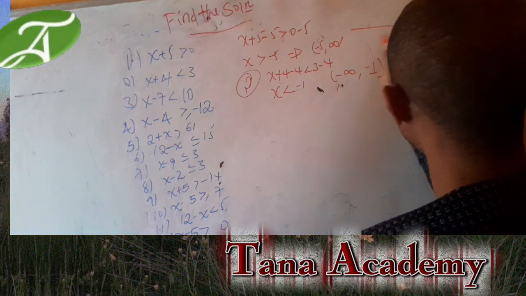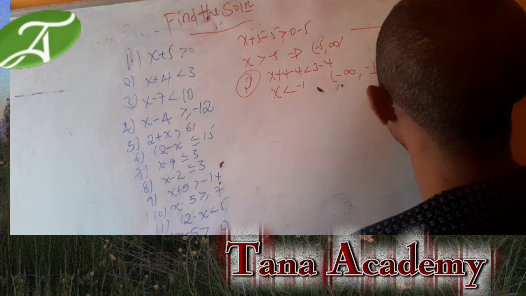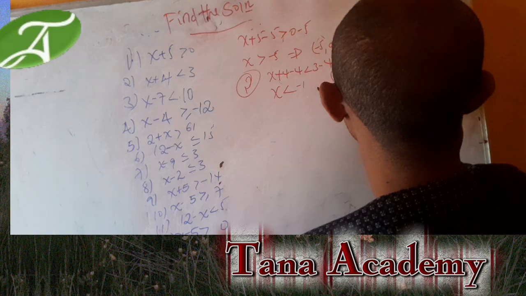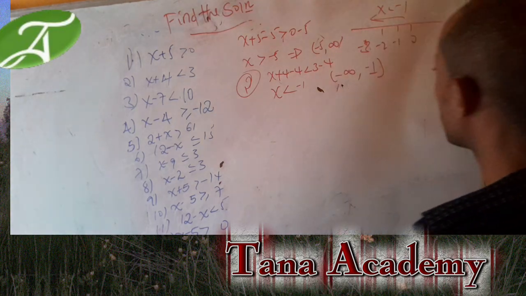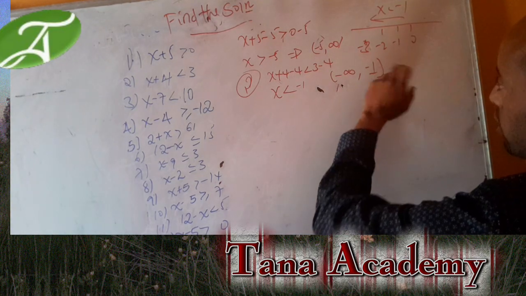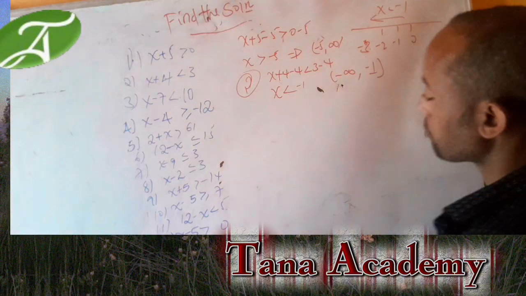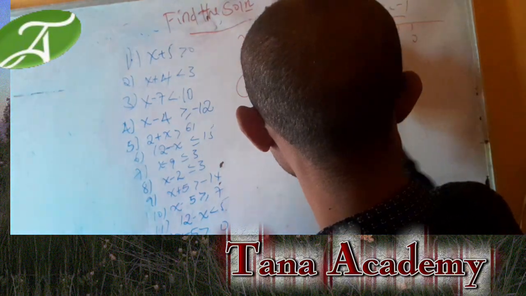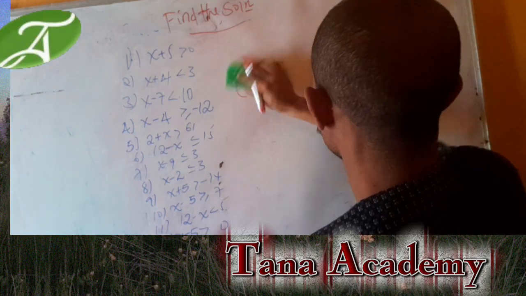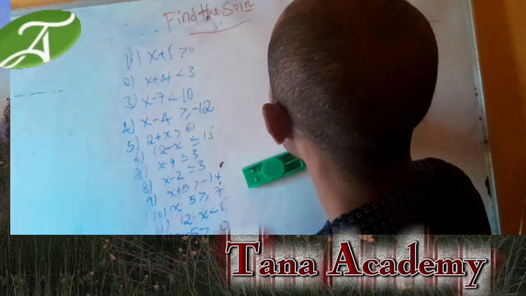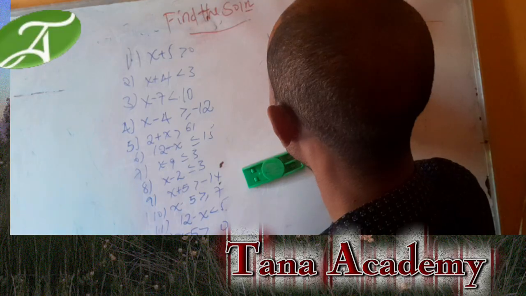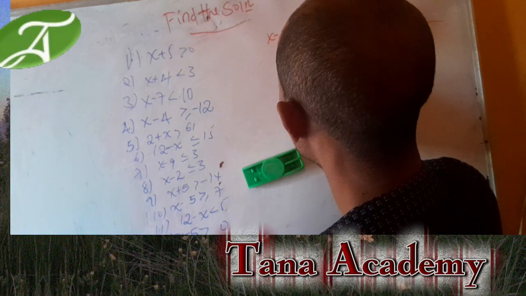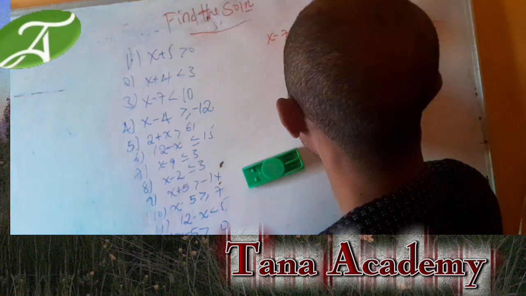When we draw this on the number line, it is minus 1, 0, minus 2, minus 3. It goes to infinity. That means x less than negative 1 are the numbers minus 2, minus 3, minus 4, etc. And number 3, x minus 7 plus 7 less than 10 plus 7.